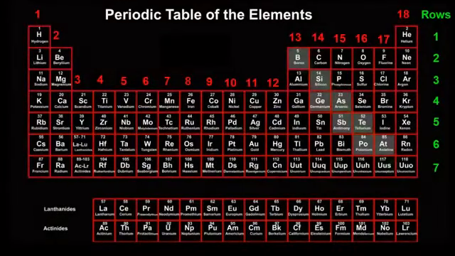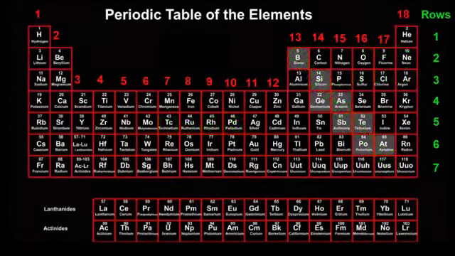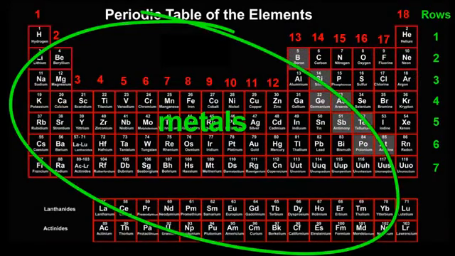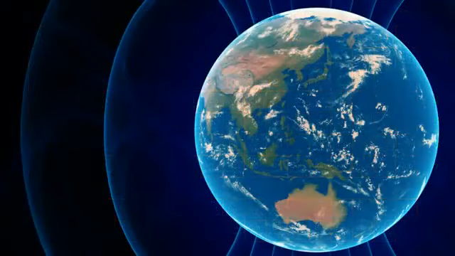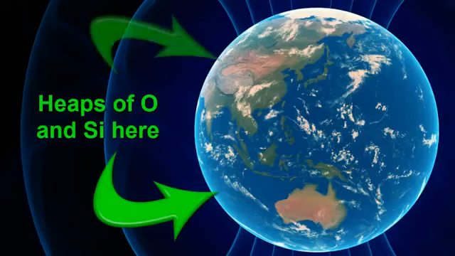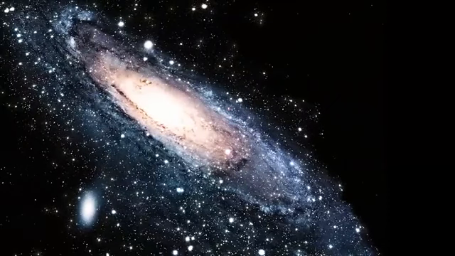These elements are also called semi-metals because they have properties that are in between metals and non-metals. Are they more metal or non-metal elements? Metals! Nearly 3/4 of the elements on the periodic table are metals. But that doesn't mean they're more abundant, because in the Earth's crust, there are more oxygen and silicon atoms than the rest combined. And the universe as a whole is mostly hydrogen.